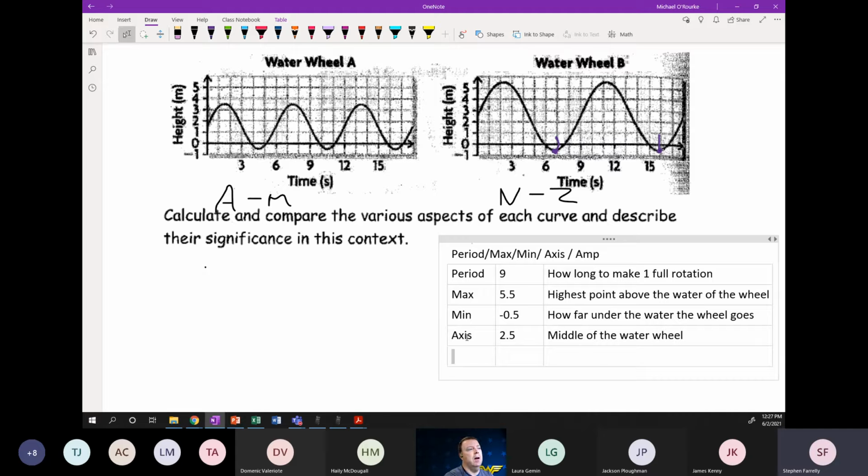And the amplitude? I'm not too sure what the amplitude is again. It's max minus your min. So with that negative, it's going to be 5.5 minus negative 0.5, which is equal to 6. Then 6 divided by 2 is 3. Okay. And that would be the radius of the water wheel. Okay.